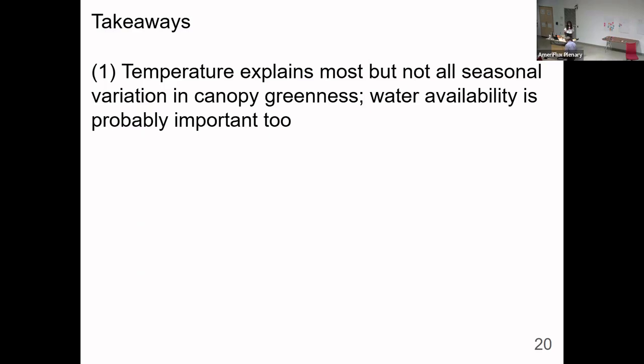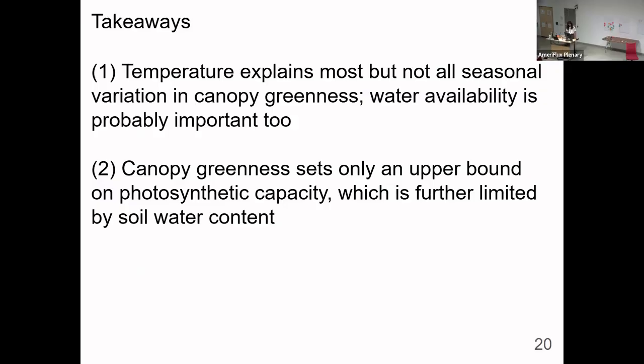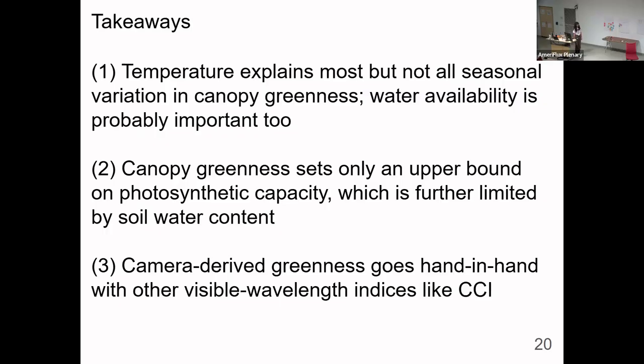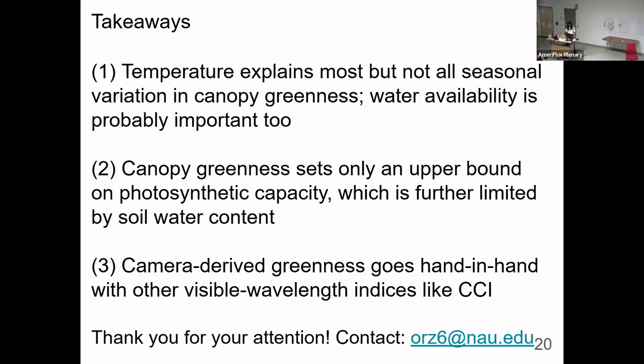So to summarize and conclude, temperature explained most, but not all, seasonal changes in greenness, and water availability is probably important too. Canopy greenness sets only an upper bound on photosynthetic capacity, which is further limited by soil water content. And finally, camera-derived greenness goes hand in hand with visible wavelength indices like CCI. Our hope is that analyses like these that combine eddy flux with remote sensing data will be able to help us better predict how these ecosystems are impacted by a changing climate through shifts in canopy phenology.